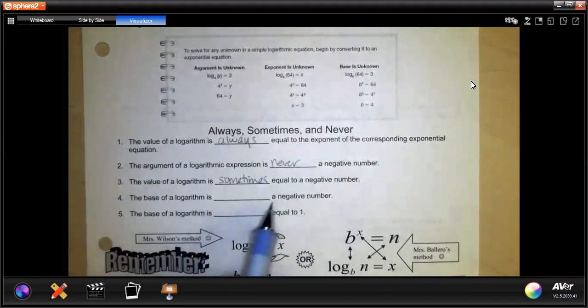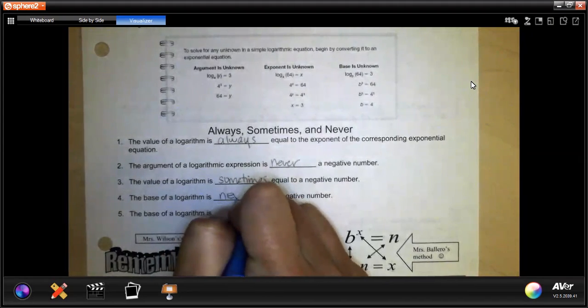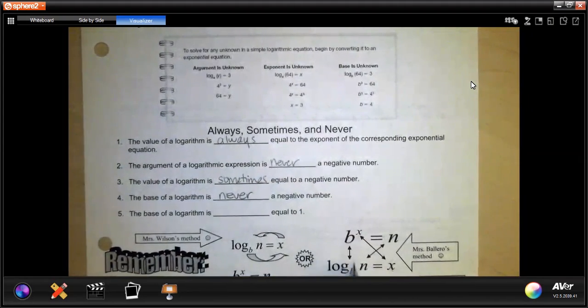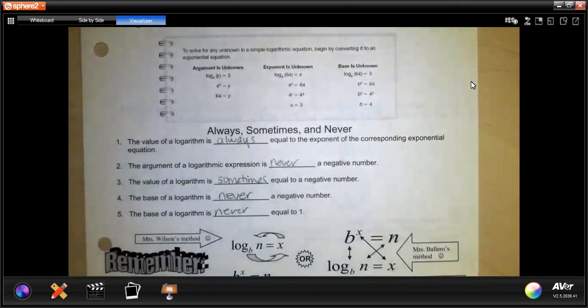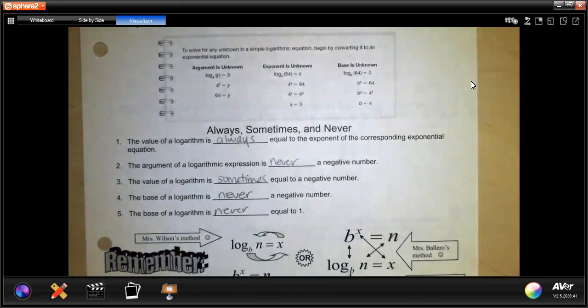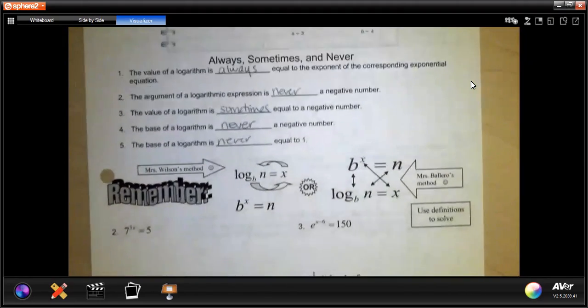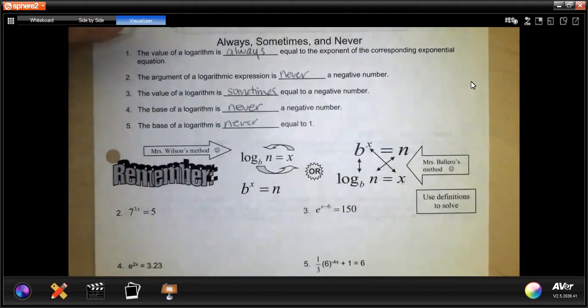The base of a logarithm is a negative number. That is never true. The base of a logarithm is the same as the base of an exponential. So it can never be a negative. And the base of a logarithm is blank equal to 1. Well, that would make this the base of 1 as well. And if we had a base of 1 here, it would be a horizontal line, not an exponential. So this also would be never. So we cannot have a negative base. We can't have a negative argument, because that comes from the value right here, which is never going to be negative.